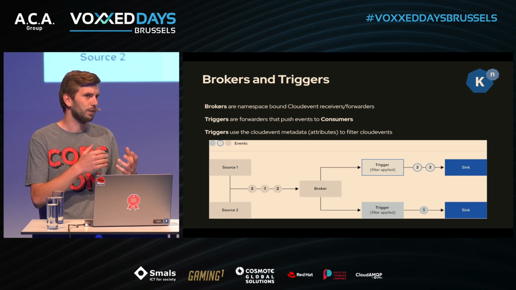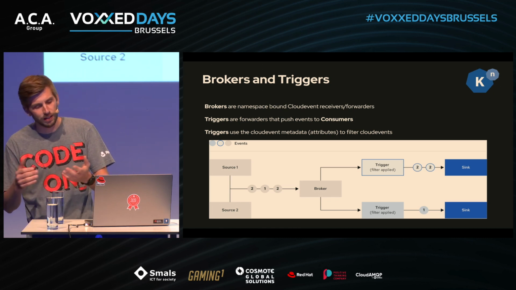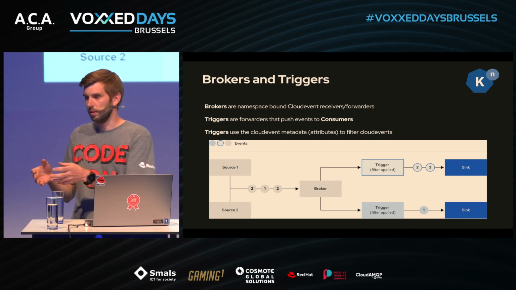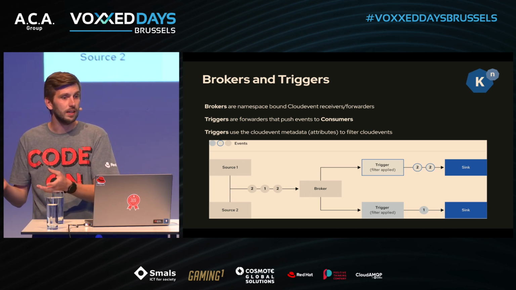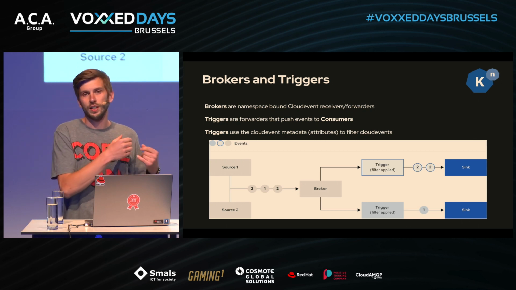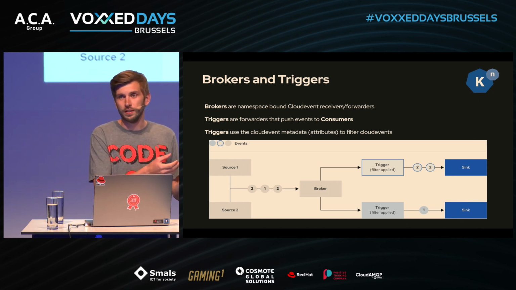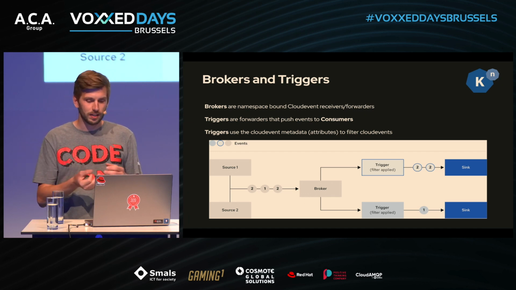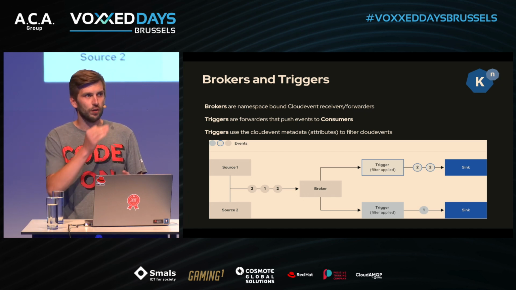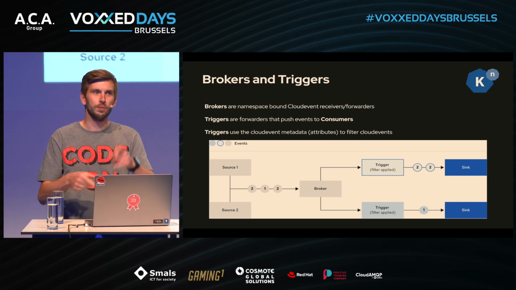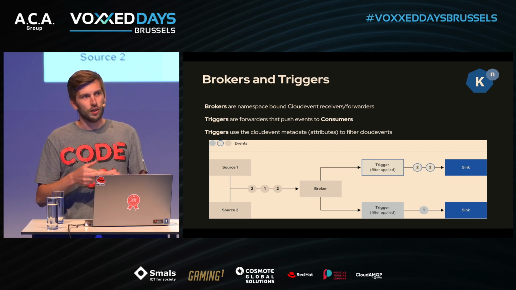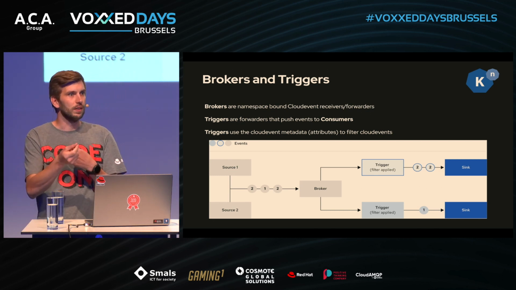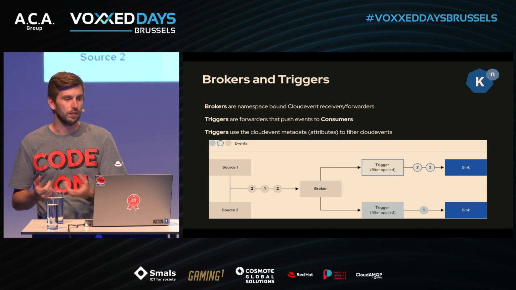So let's say you have types A, B, and C, and one consumer wants the events of A and B, and the other one wants the events of types B and C. In this case, you can just do one broker with two filters, or two triggers. If you wanted to do this with channels, you either need to have three channels, one for A, one for B, and one for C, and then have multiple subscriptions for those, or just one channel, but then the consumer needs to filter out the events that are relevant for that consumer.